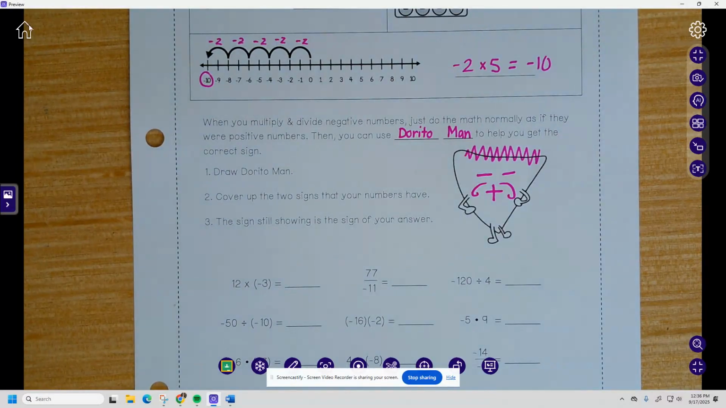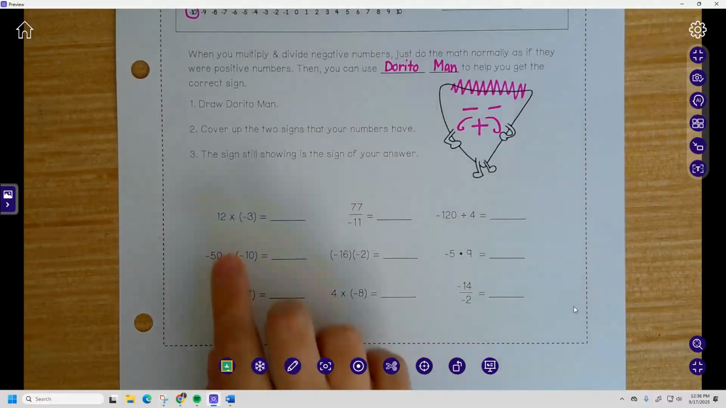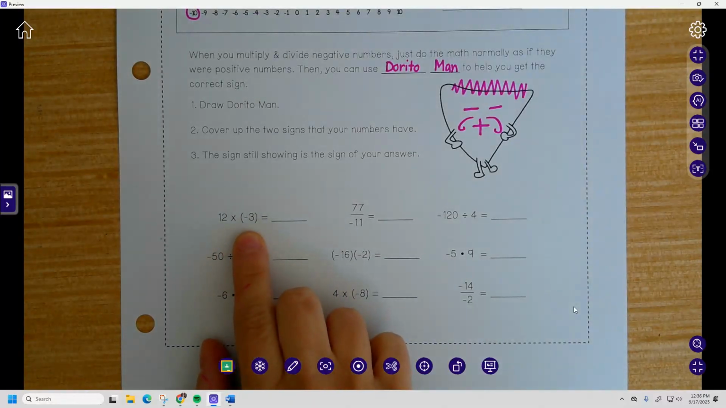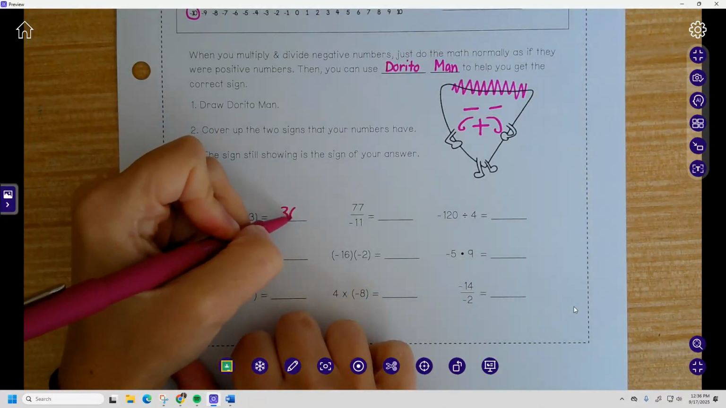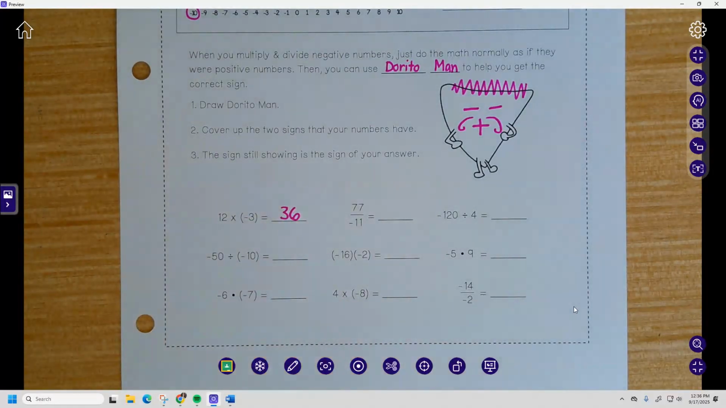Alright, so here is how Dorito Man's going to help us. We're going to solve the problem like normal. So if it says 12 times -3, we're just going to do 12 times 3. So we know 12 times 3 is 36. Then Dorito Man is going to help us get the correct sign for our answer.